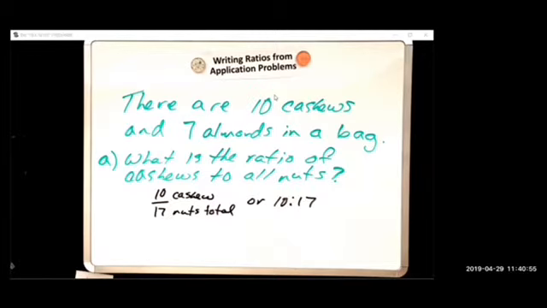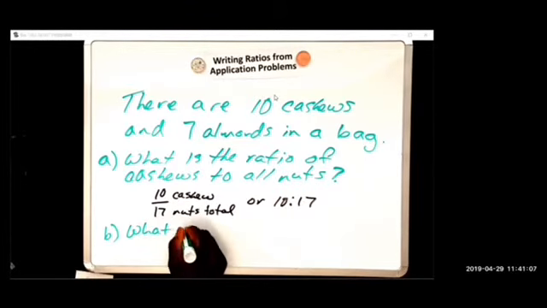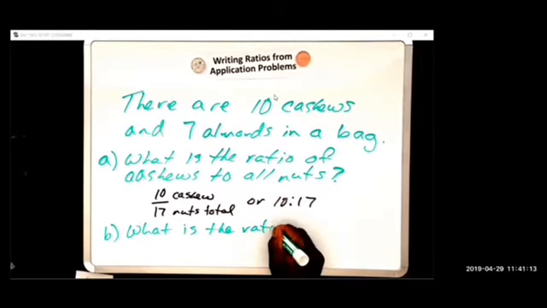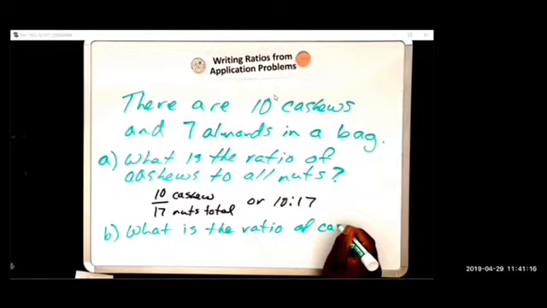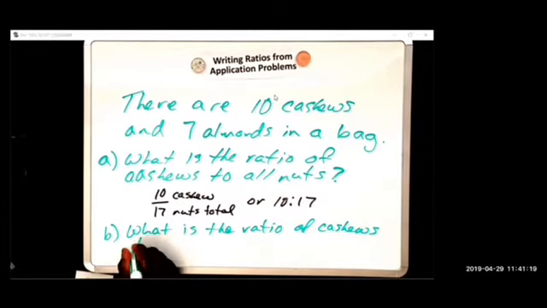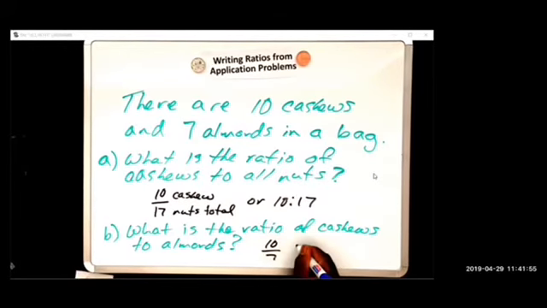So, looking pretty good. And then part B, it says, what is the ratio of cashews to almonds? Now, this is a different question. What is the ratio of cashews to almonds? They should not be the same. The correct answer is 10 to 7, where we have 10 cashews and 7 almonds, or you can write it like this.